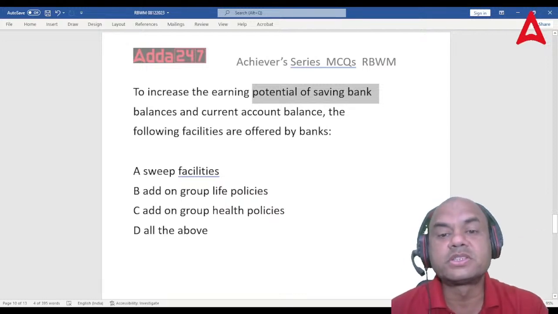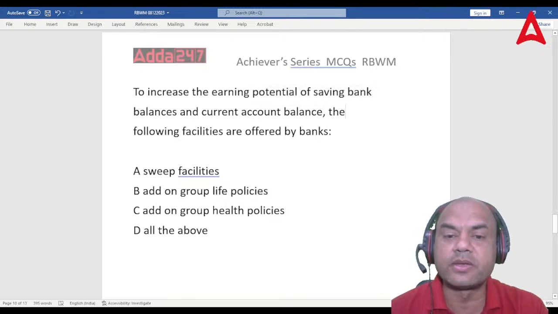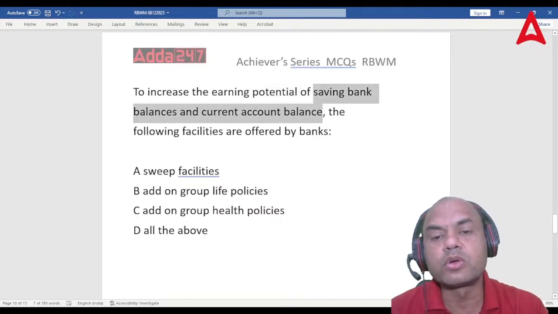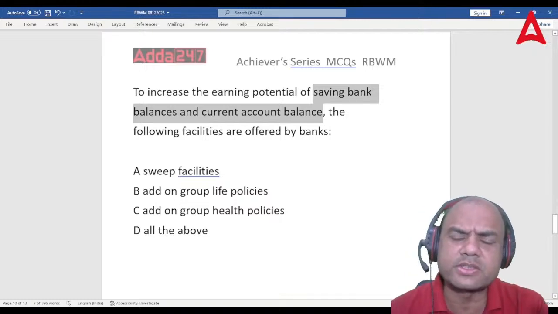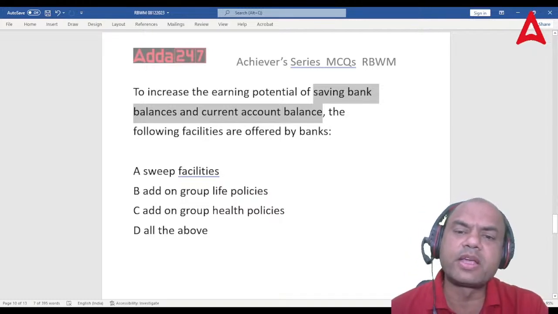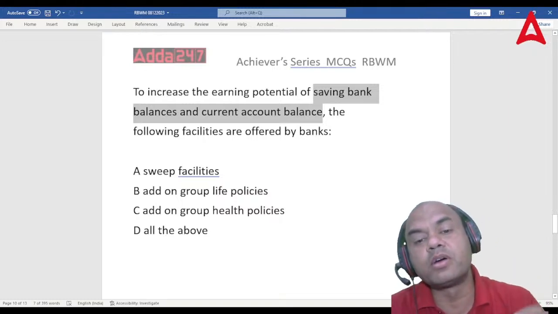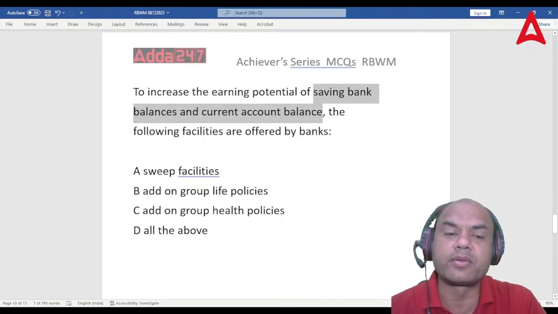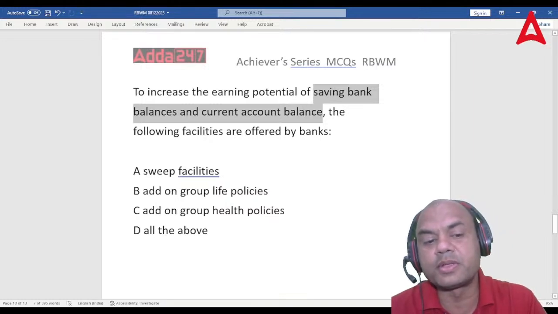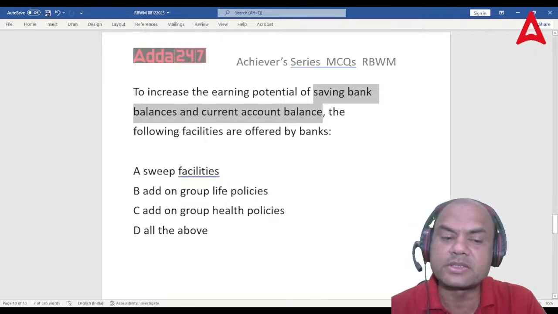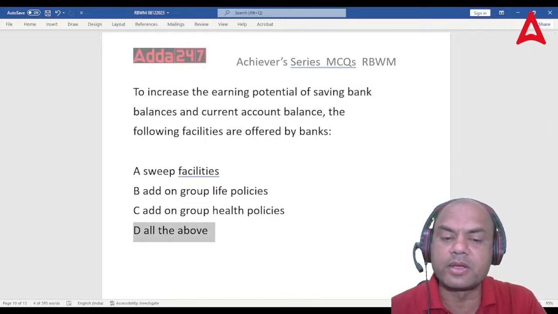Why? Because savings bank is a low cost deposit, saving and current, both. Low cost deposit. Why? Because we don't give any interest on current. On saving, we give hardly 3.5 to 4%. Right? So that's why we have to earn a lot on the savings bank account. So which facilities are available? Sweep, add-on life, add-on group health, and all of those. So answer is correct. All of the above.